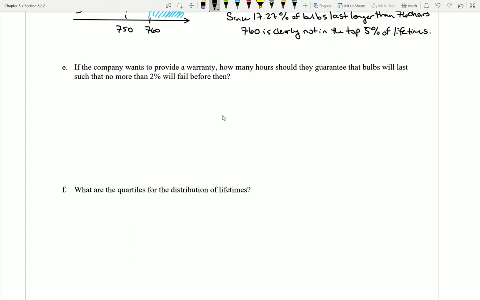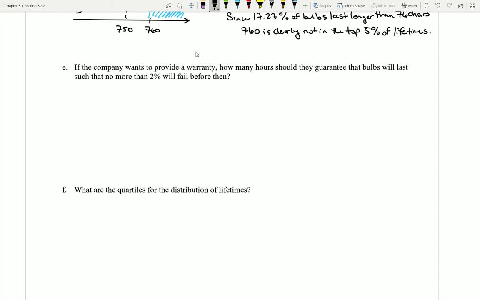Well, now let's take a look at two other questions here, parts E and F. Let's suppose that the company wants to provide a warranty. Now, how many hours should they guarantee that a bulb will last such that no more than 2% will actually fail before the time they guarantee?